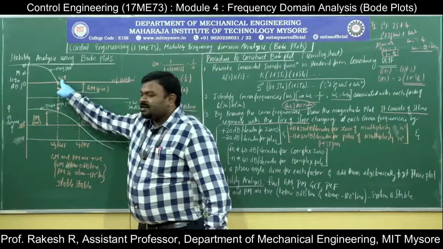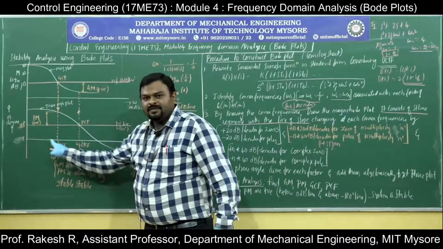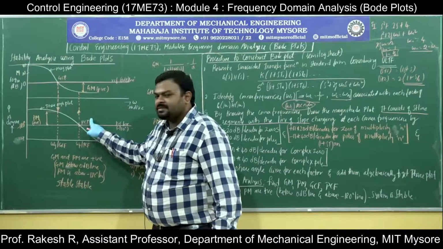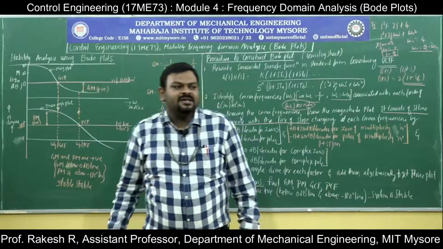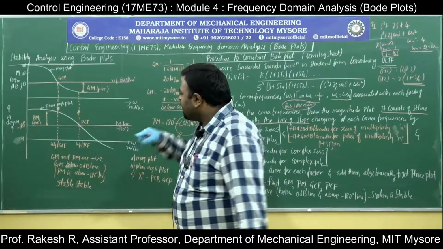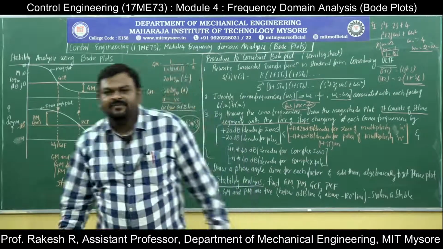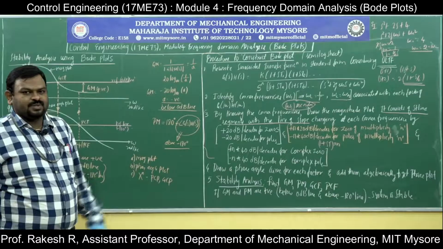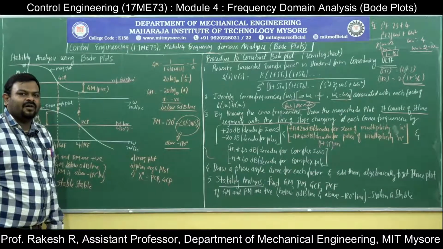And for the gain crossover frequency, project the gain crossover point to the frequency line and you will get the gain crossover frequency. Similarly, project the phase crossover point on the frequency line to get the phase crossover frequency. So you have the gain margin, phase margin, phase crossover frequency, and gain crossover frequency. After seeing the values, identify whether the system is stable or not.